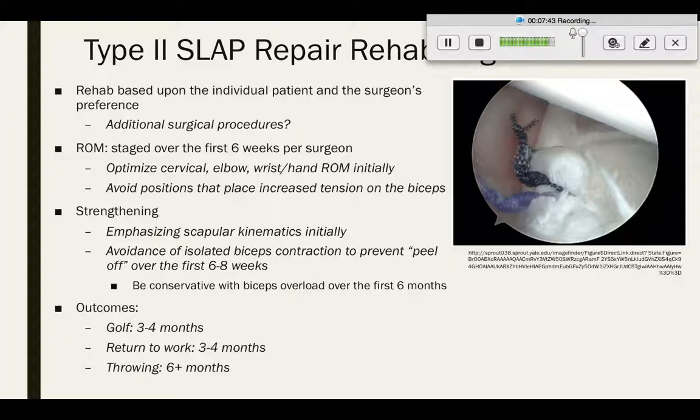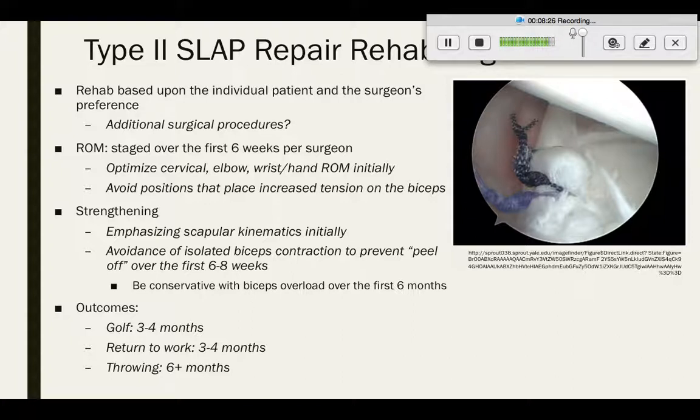So a little bit more detail as far as the big picture rehab here. It's going to be based upon the individual patient and the surgeon's preference, always. The first thing you're going to want to know following any surgery is, were there any other procedures performed? Just a fun fact, we commonly will also see a rotator cuff tear with a SLAP 2 tear. It's very common in overhead athletes. So you're going to want to know if a rotator cuff repair was also performed or if the rotator cuff was addressed at all surgically. This will change your rehab progression moving forward, so it's a very important conversation that, again, you're going to want to have with the surgical team.